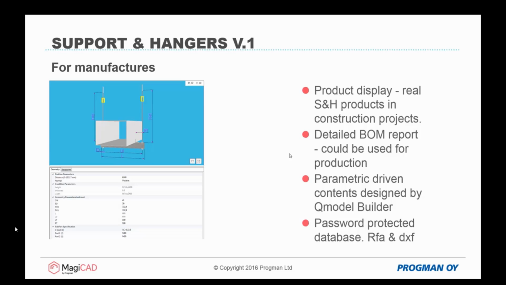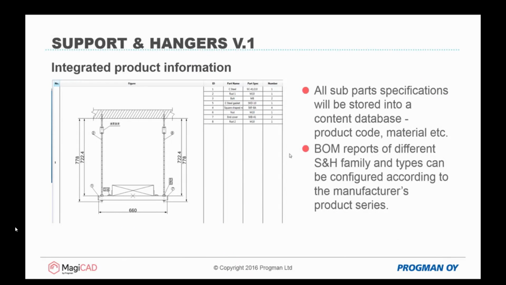The database is made by using the QModel builder and all files can be exported as RFRs or DXF files. Further on from the manufacturer, the sub-part specification of the Support and Hanger will be stored in a content database with all the information about sub-part types like product codes, material, nuts, bolts, etc. This practically means that bill of material reports can be configured to fit each manufacturer's specific product series.